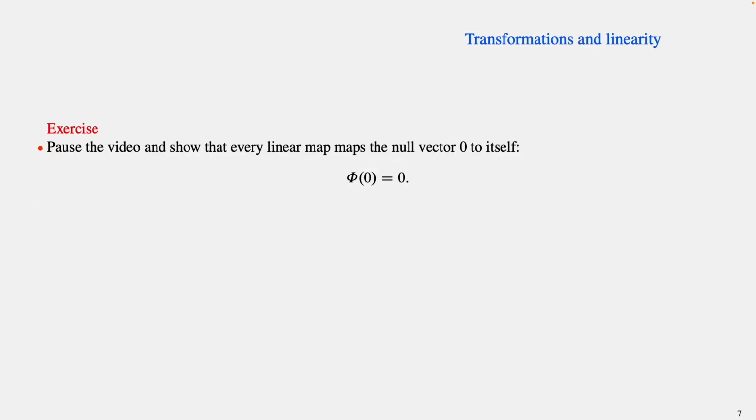Now, as a little exercise for you, pause the video for a moment and show that every linear map maps the null vector to itself. So phi of 0 equals 0 if phi is a linear map.